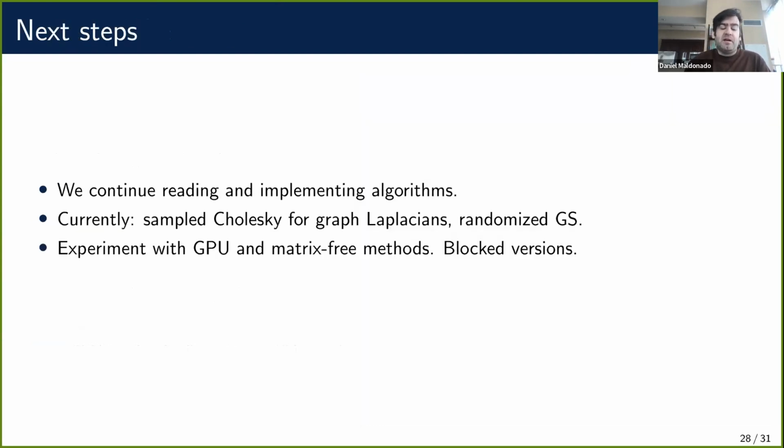So this is still ongoing work, a very, very rough prototype. We are continuing reading the literature and implementing algorithms. Right now, we are interested in trying to implement sampled Cholesky for graph Laplacians, randomized Gauss-Seidel, and other things that are lacking in our library. And we would like to experiment with GPUs, GPU architectures, matrix methods, and of course, any sort of device that we can interface with the library. That would be cool. Next.